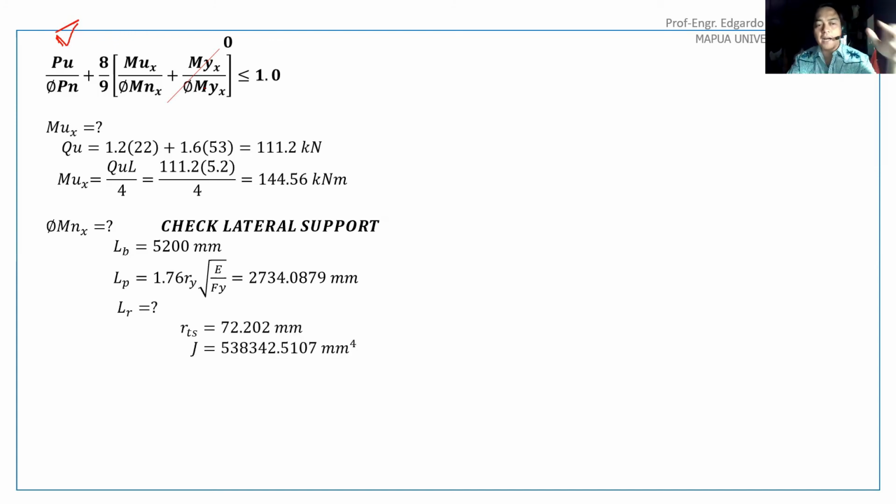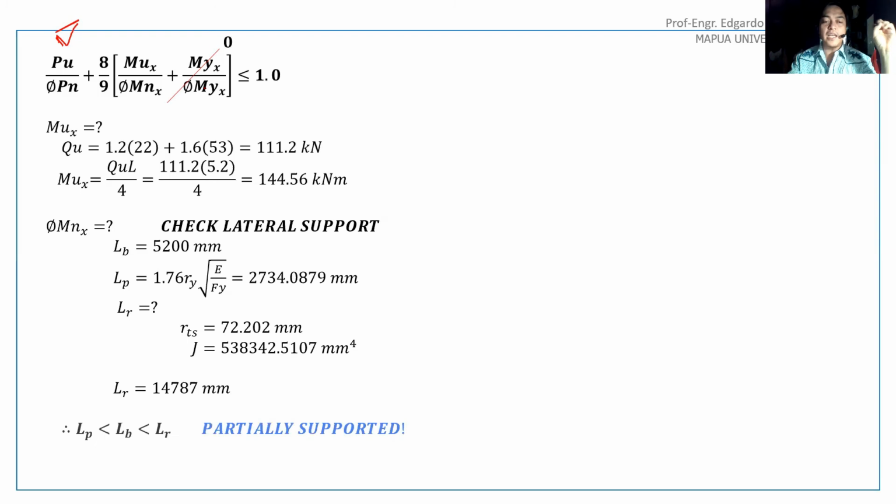Okay, for the L sub R limit, we will be needing the RTS or yung special radius of gyration, tapos yung torsional constant J. I solved for that RTS and J, so I didn't show it here na lang, and solve for the L sub R to be 14.7 meters. Ibig sabihin, yung LB natin na 5.2 is less than naman dun sa LR limit para siya maging unsupported. So, basically, nasa gitna siya ng LP at saka ng LR, meaning it's partially supported.